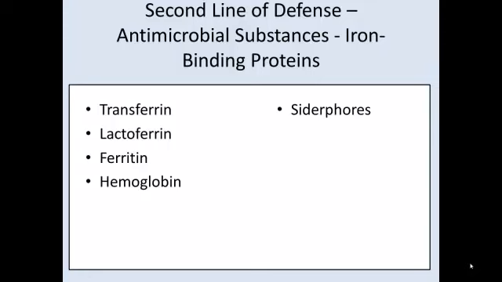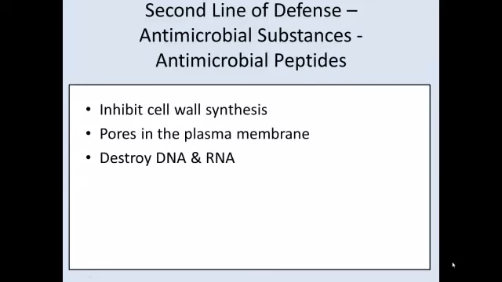Alright, now to talk about antimicrobial substances, specifically antimicrobial peptides. Now, their function is to inhibit cell wall synthesis. This is mainly effective against gram-positive bacteria. They have that thick peptidoglycan cell wall. They also produce pores in the plasma membrane, so in that way they're similar to complement when it forms membrane attack complexes, or MACs, and they also destroy DNA and RNA. That prevents replication or division of your pathogens.